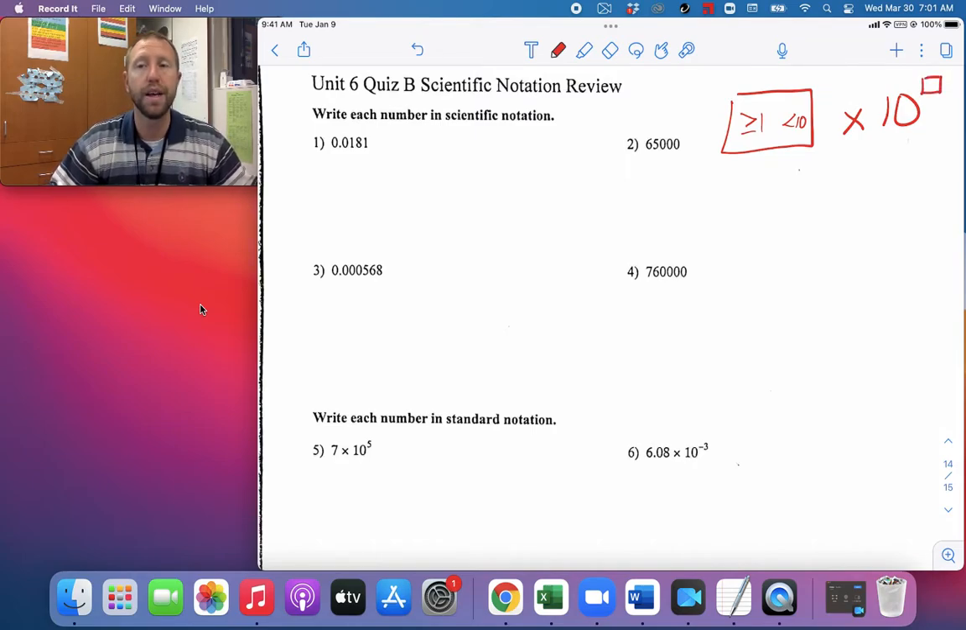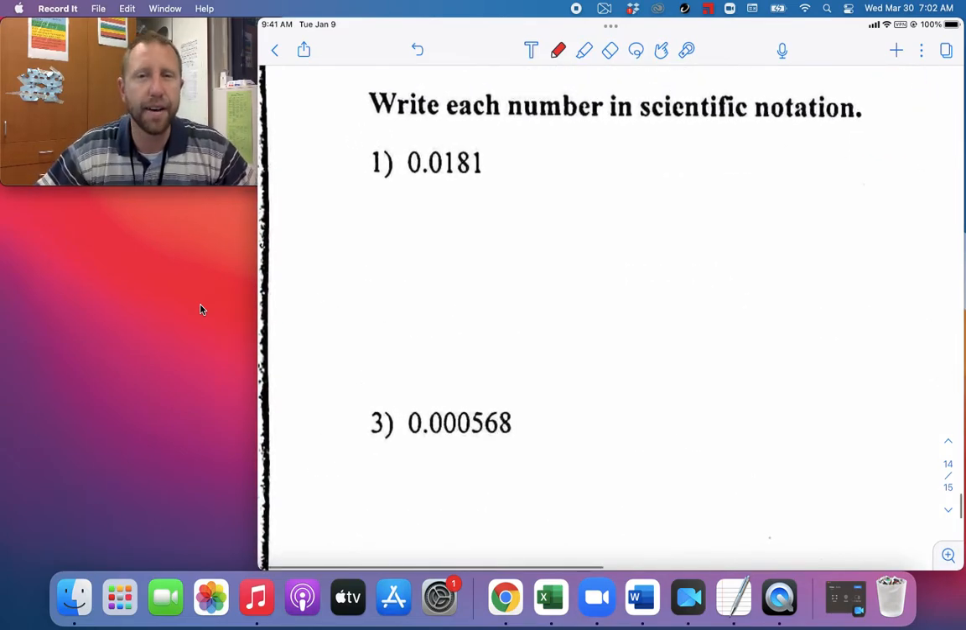Now that power tells us how big or how small the number is. It also tells us how many places that we're moving the decimal place. If it's a positive exponent, remember it tells us that the number is a larger number. If it's a negative exponent, it's telling us the number is smaller than 1. So here for number 1, I see I have a number smaller than 1, so I know my exponent right away is going to be a negative.